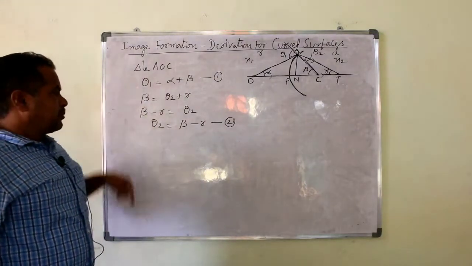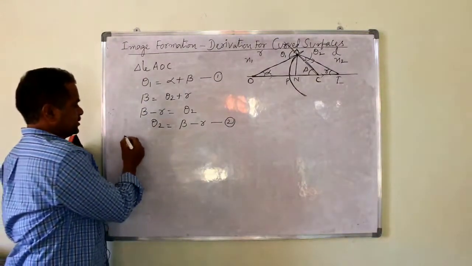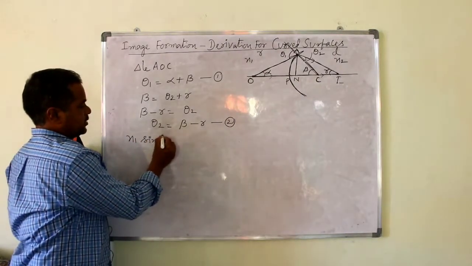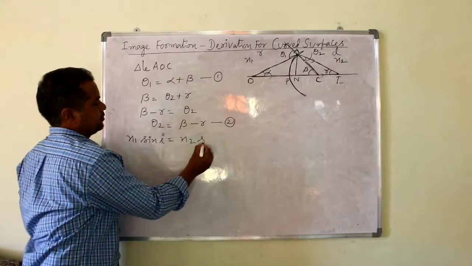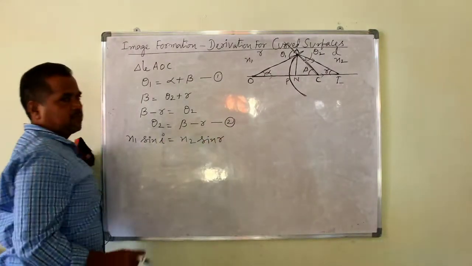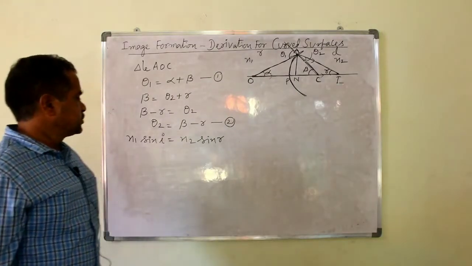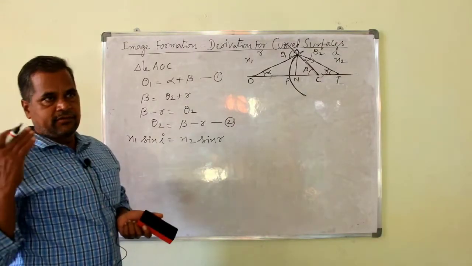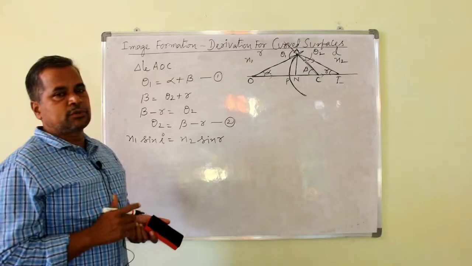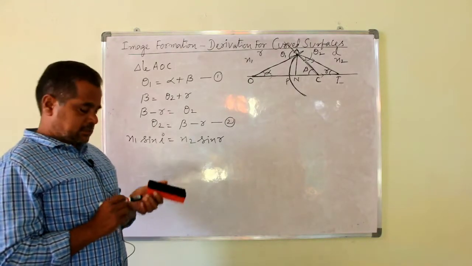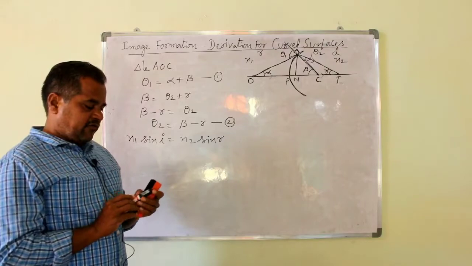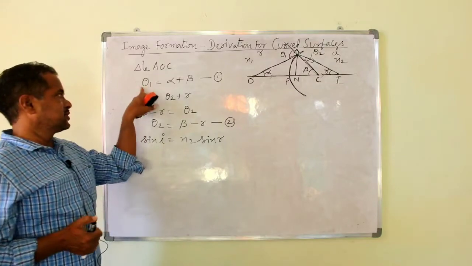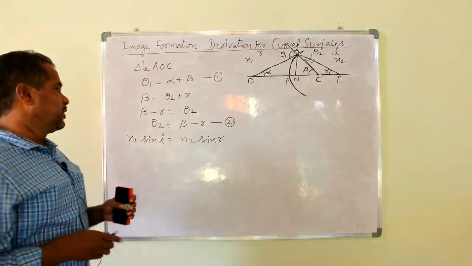So here we have found the angle of incidence theta1 and the angle of refraction theta2. Now we apply Snell's law in this context. What is Snell's law? N1 sin i is equal to N2 sin r. When a light ray moves from one transparent medium to another, by using Snell's law we can find the behavior of the refracted ray.